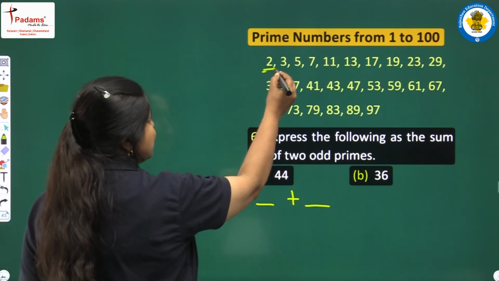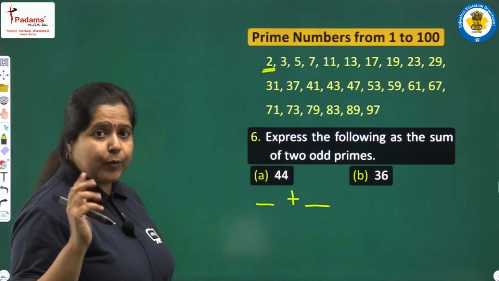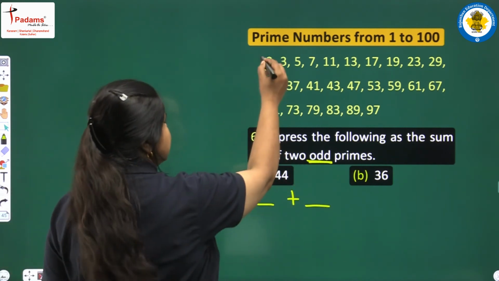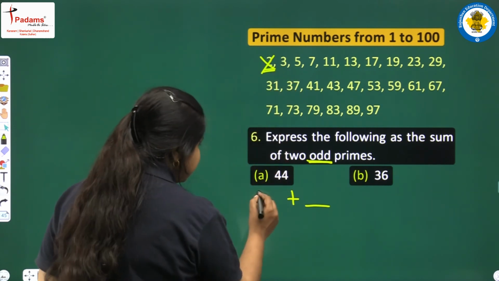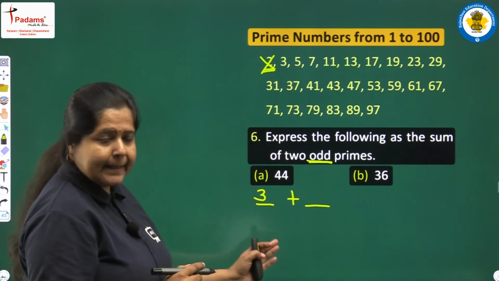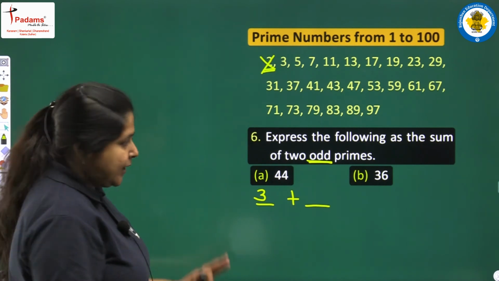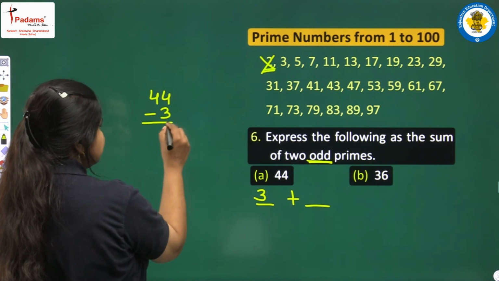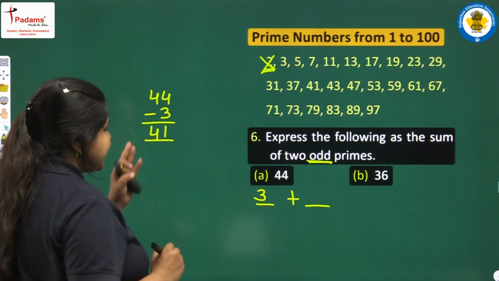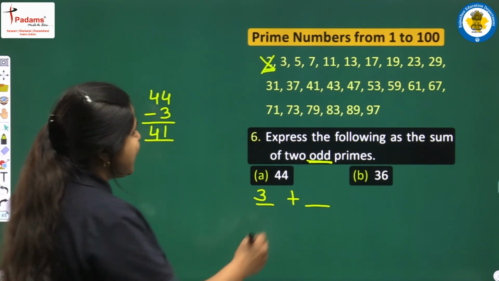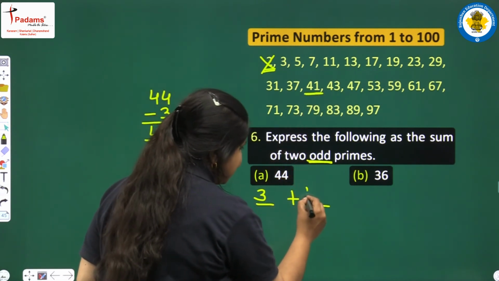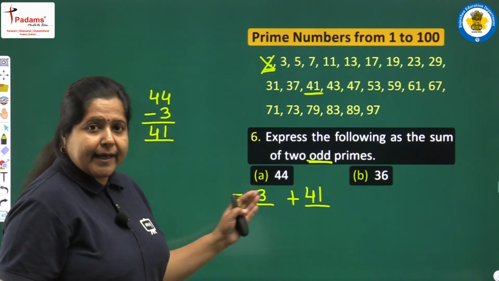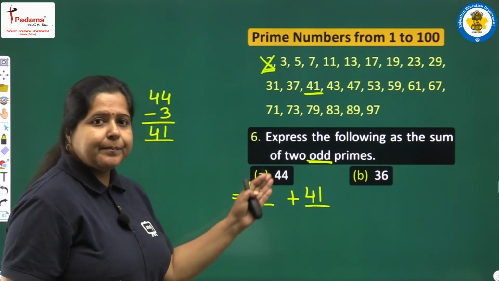If we take 2, 2 is even. We have to take both the numbers odd primes, remember. So we will not take 2. This we will cancel. If we take the first number as 3, then what will be the second number? We can get this by subtracting 3 from 44. It will be 41. Is this 41 a prime number? Yes, it's there. So we can write it in this way. 44 can be broken up in this way as the sum of two odd prime numbers.